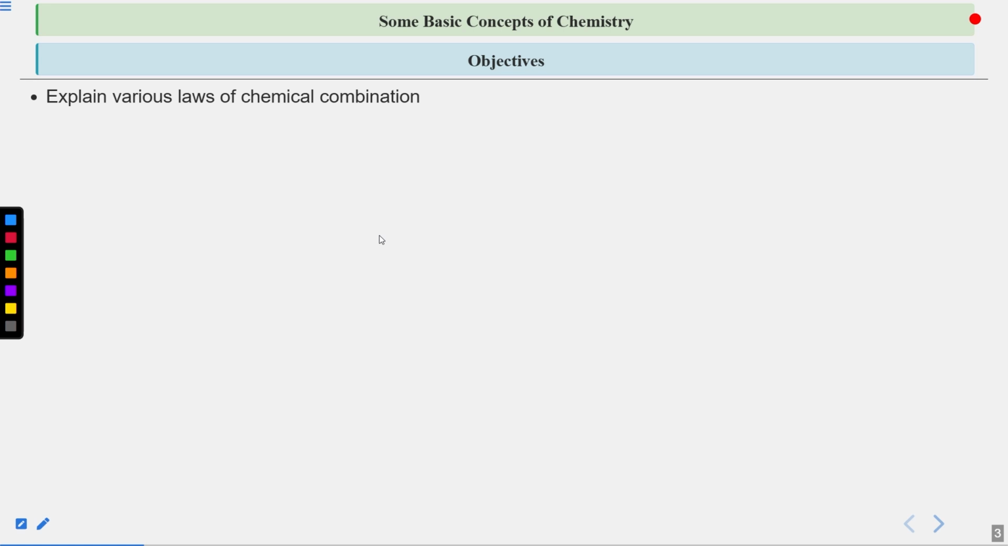If I talk about the first objective of today's class, then it would be focusing on the laws of chemical combinations. So these laws were very primitive, but if we take them as the starting point, then they were able to explain most of the phenomena and their significance was phenomenal.